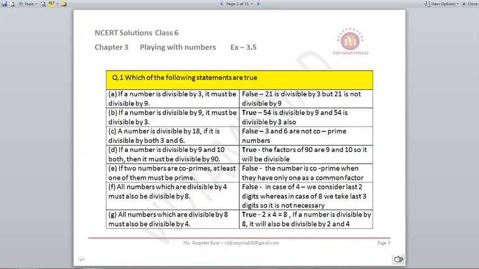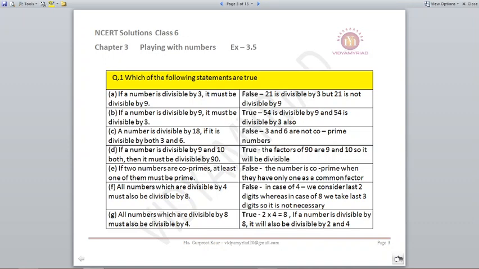If two numbers are co-primes, at least one of them must be prime. It's a false statement because numbers are co-prime when they have only one as their common factor. No other number is common in them. All numbers which are divisible by 4 must also be divisible by 8. No, it's a false statement.